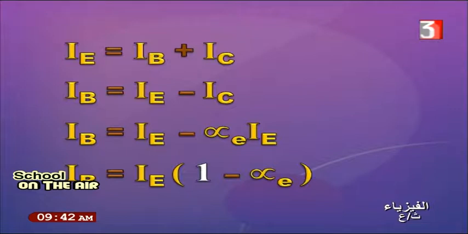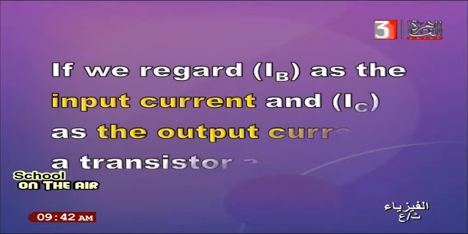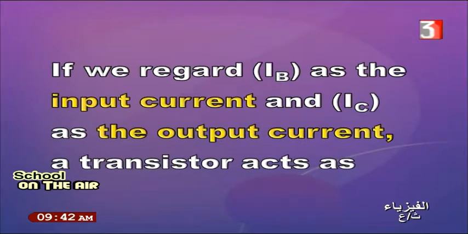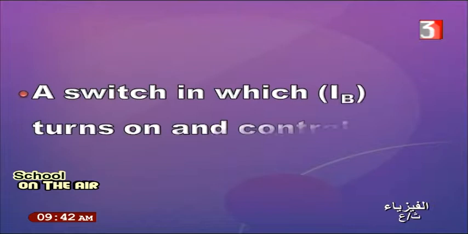Your attention. Now we managed to obtain the current of the base. We consider it the input, and the current of the collector we consider the output. So we'll do something interesting right now. If we regard base current as the input current and IC as the output current, we can understand that the transistor can act, first of all, as a switch.